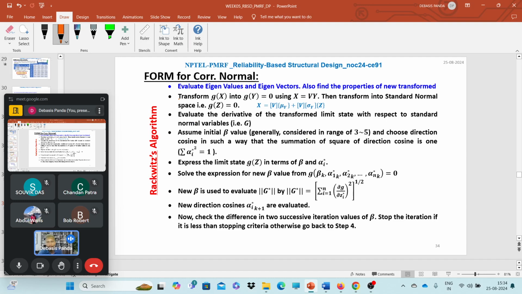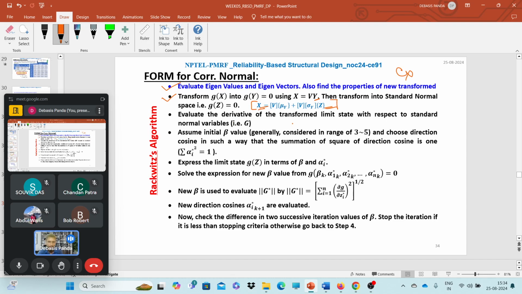First, we need to find the eigenvalues and eigenvectors of your Cx, which is given. Then we make the transformation from x to y. Once that is done, we convert y to z. Directly, if you want to write from x to z, we can write x equals V into mu x plus V into sigma y into z. Or I can put an intermediate step in between, or we can directly find it out from x to z.